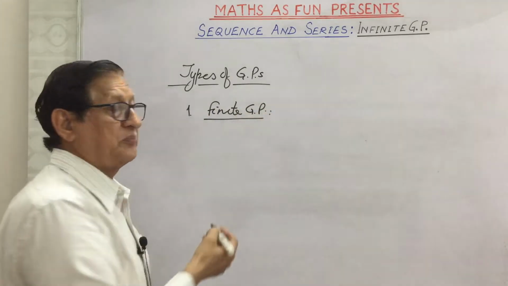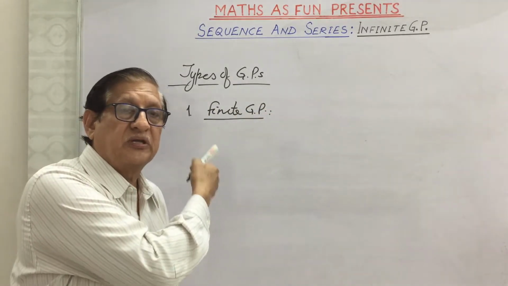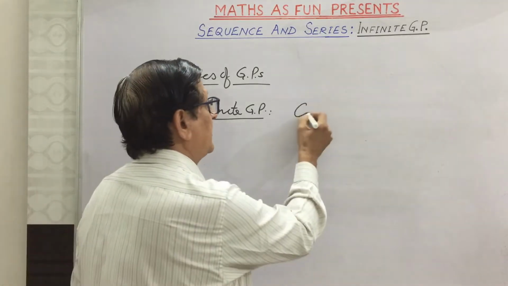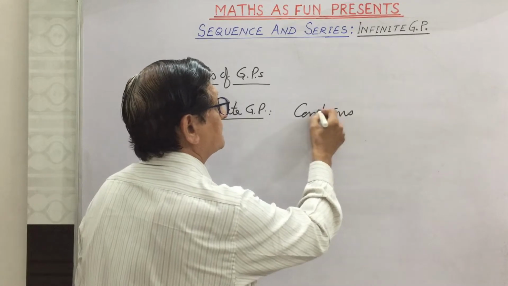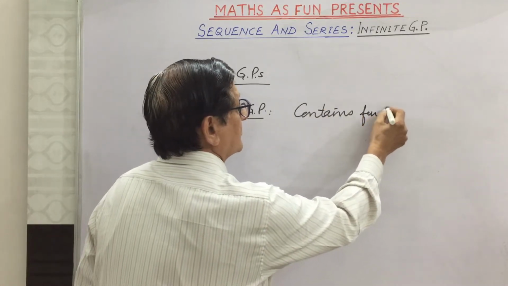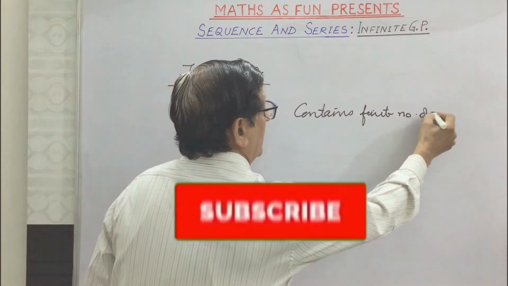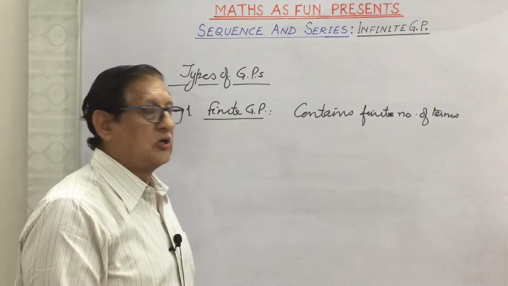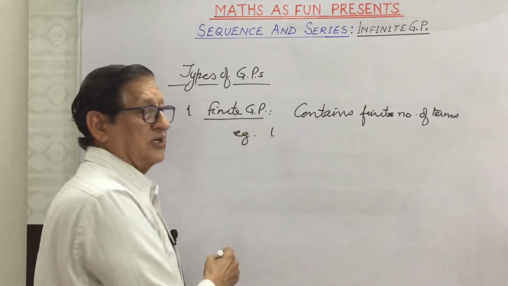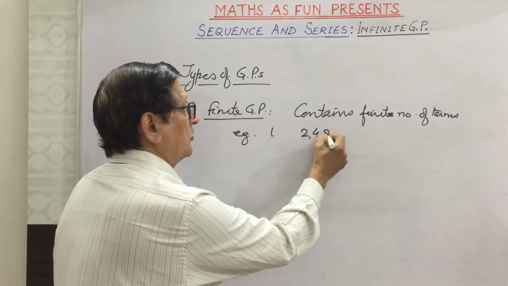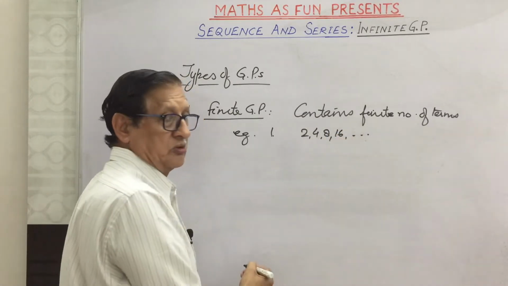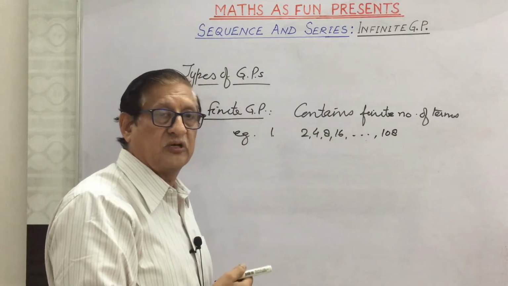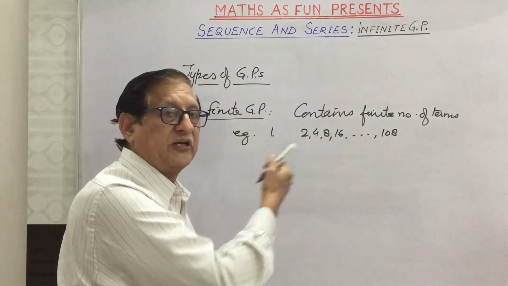What is a finite GP? The name itself tells. There are finite number of terms or definite number of terms. So we say it contains finite number of terms. For example, we can say if it is 2, 4, 8, 16 and so on, and it goes up to 108. So we find there are finite number of terms. That's why it is a finite GP.